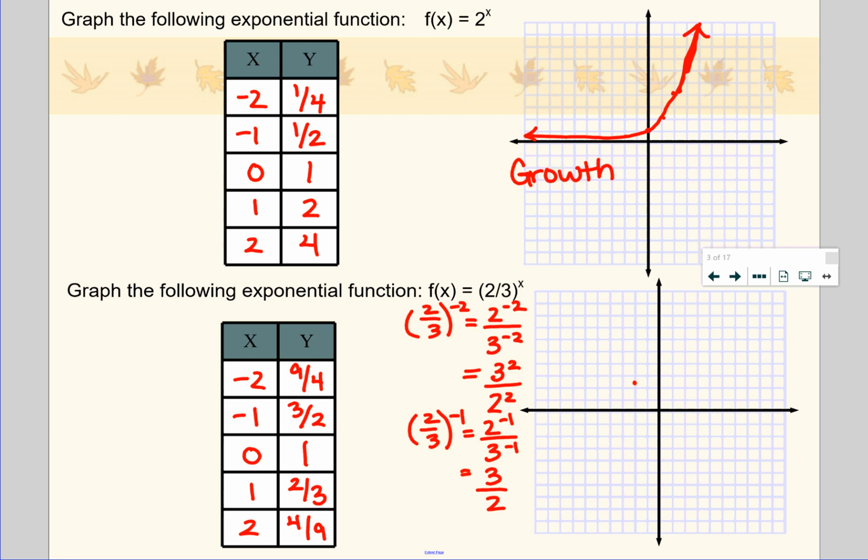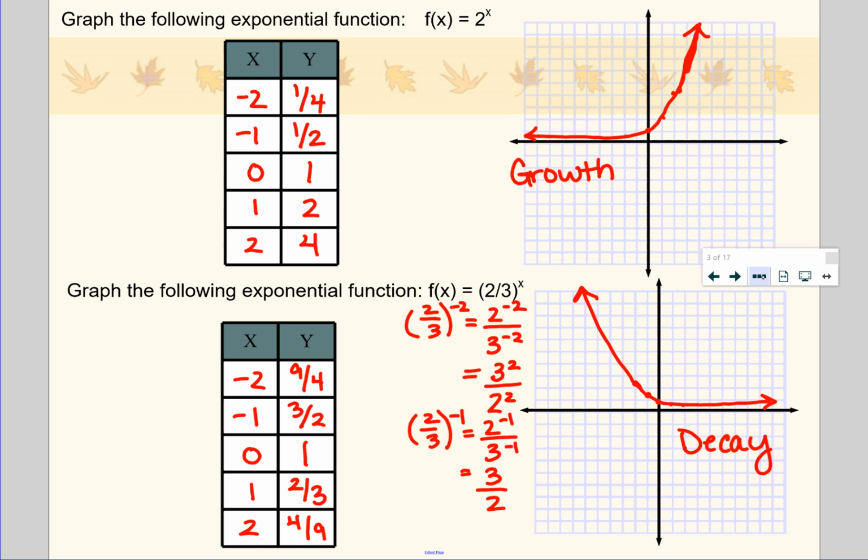-2, I'm at 9/4, a little bit bigger than 2. -1, 3/2. 0, I'm at 1. 1, I'm at 2/3, and 2, I'm at 4/9. We're going to be, again, very careful here not to cross our x-axis. And we end up with what we're going to call an exponential decay function. So same properties here, only we are decreasing over all real numbers instead of increasing over all real numbers.